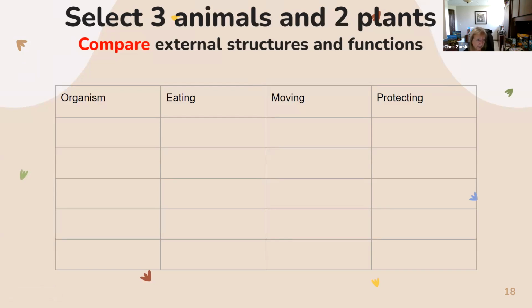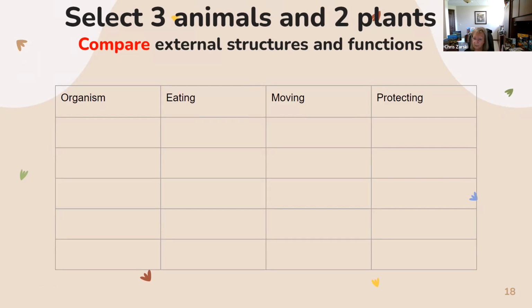So I want to get into pick some organisms that you haven't picked yet. Let's go back into our card sort. Pick out something again that's completely different than you did before. Pick out some animals, 3 animals and 2 plants, right? The plants are always a little bit sparse in there. You could always add more pictures in. And then how does that organism that you picked eat? How does it move? How does it protect itself?